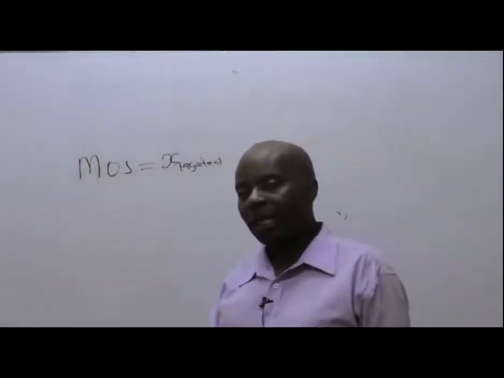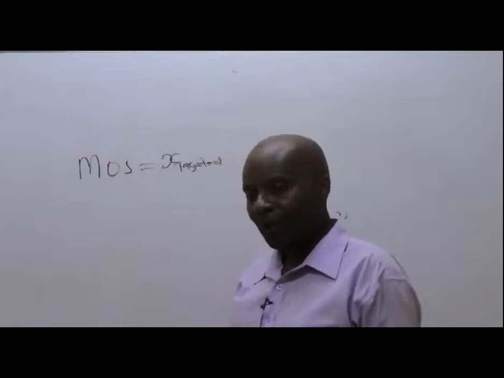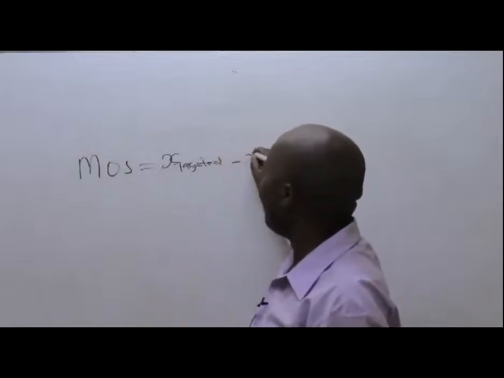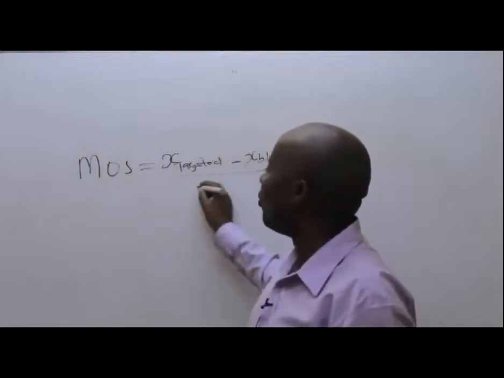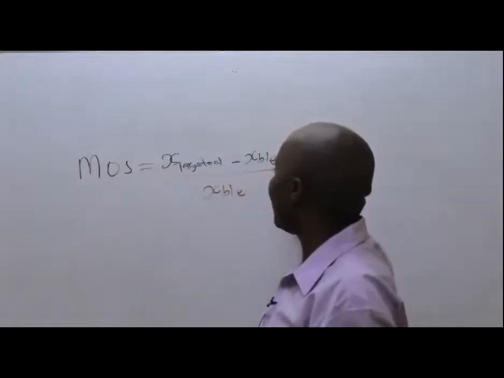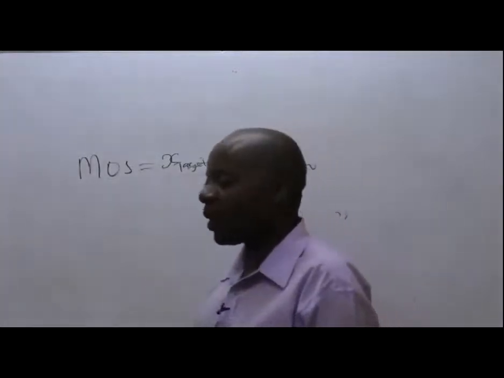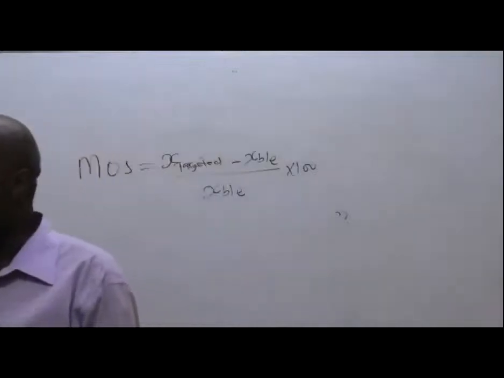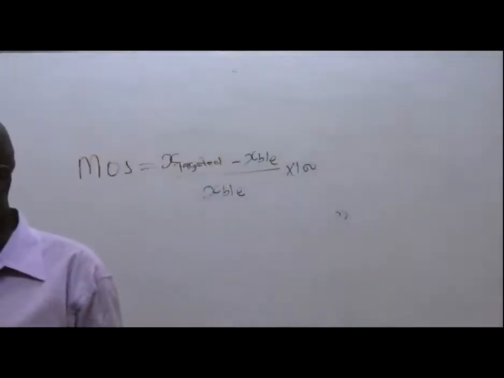To sell in a particular period? Minus the break-even quantity, all over the break-even quantity, times 100. So this is a very important formula to be memorized. If you can't memorize it, you'll really get yourself into problems.